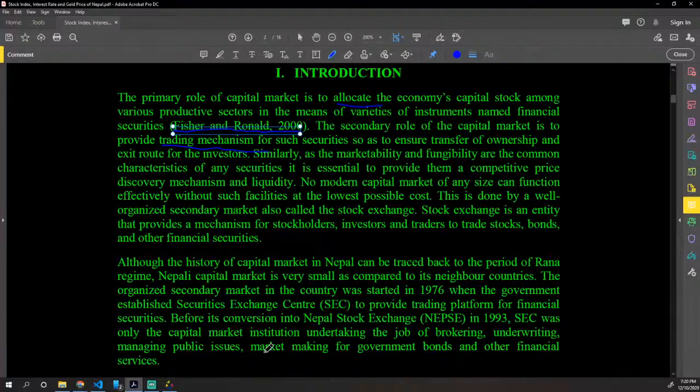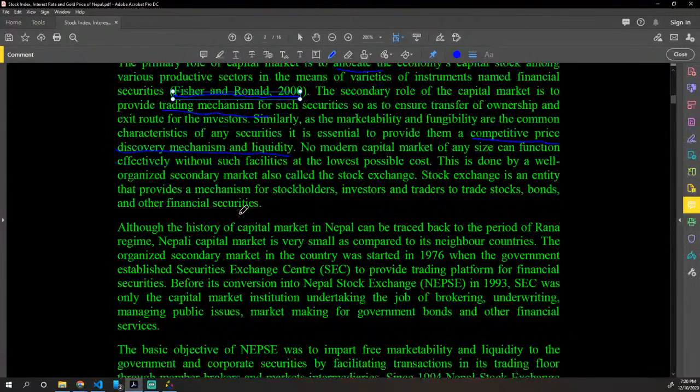Similarly, as marketability and fungibility are the common characteristics of any securities, it is essential to provide them a competitive price discovery mechanism and liquidity. That's correct. Competitive price along with some mechanism which provides liquidity as well, right? So no modern capital market of any size can function effectively without such facilities at the lowest possible cost. This is done by a well-organized public secondary market, also called the stock exchange.